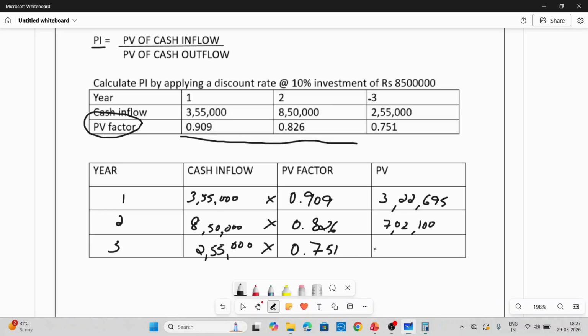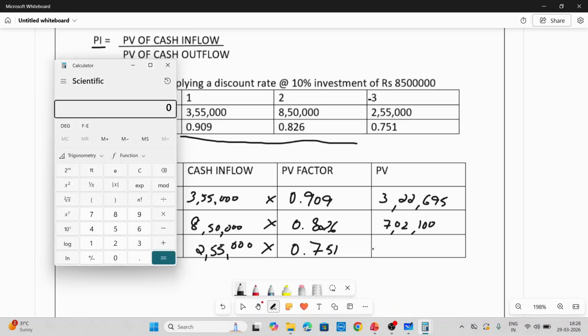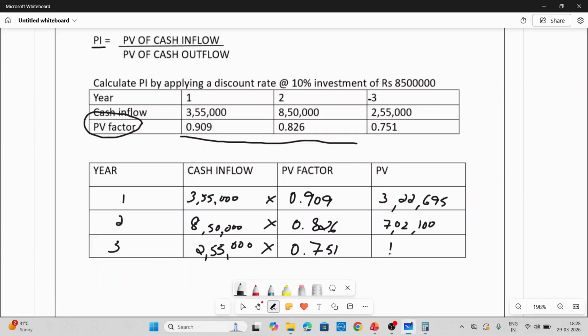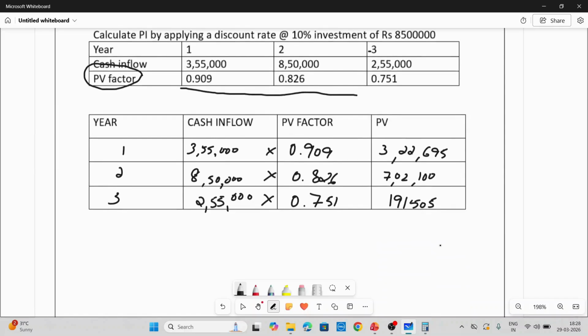So what's the third year? 2,55,000 into 0.751. What's the result? It's 1,91,505. Now let's add this. So total of these is 12,16,300.